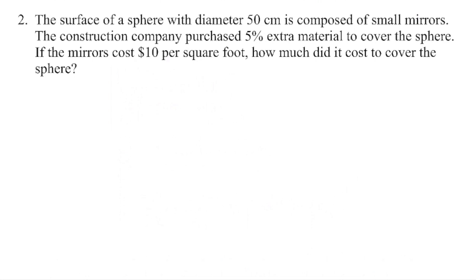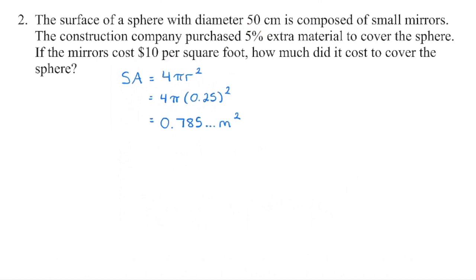In our second example, we have a sphere. It gives us the diameter of the sphere, and we are covering the surface of it with small mirrors. So we need to figure out what is the surface area of that sphere. So we're going to begin by setting up the formula. We can calculate the radius by dividing the diameter in half. So we're going to take that 50 centimeters, and we're going to divide it in half to get 25 centimeters.